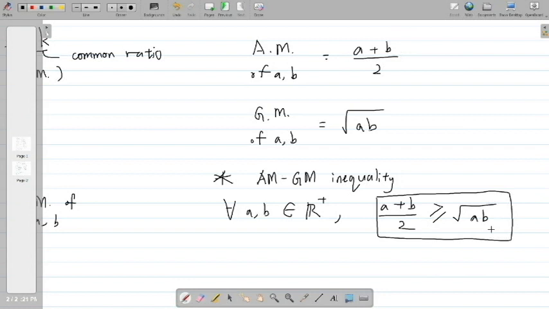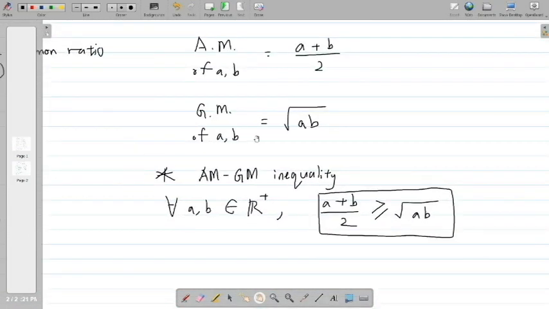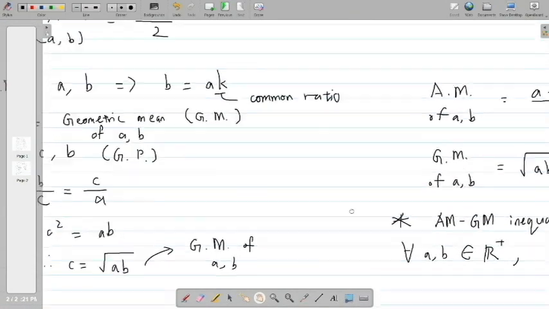I'm not going to prove it right now. But yeah, you can go look up the proof on your own. But yeah, this is a very important inequality in math, as this can be used to solve a lot of problems. All right, let's cap it off with the last topic of the day, an arithmetico-geometric progression.